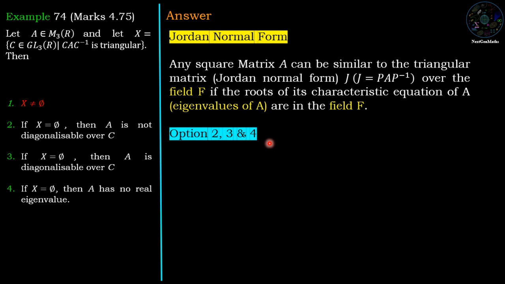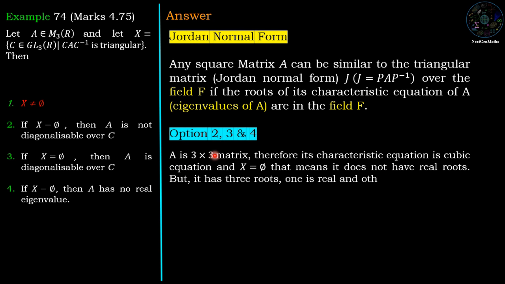Now options number 2, 3 and 4 we are going to check simultaneously, which are about X being the empty set: then A is not diagonalizable over C, A is diagonalizable over C, and A has no real eigenvalues. A is a 3 cross 3 matrix, therefore the characteristic equation is a cubic equation. And we are given X is the empty set. That means it does not have all real roots. If all the roots were real, then we could find C such that CAC⁻¹ is triangular. But the characteristic equation is a cubic, and not all roots are real. That means it has three distinct roots, in which one is real and the other two are complex conjugates.